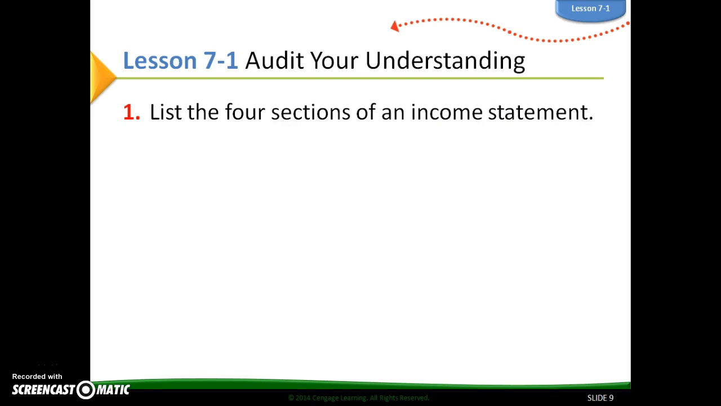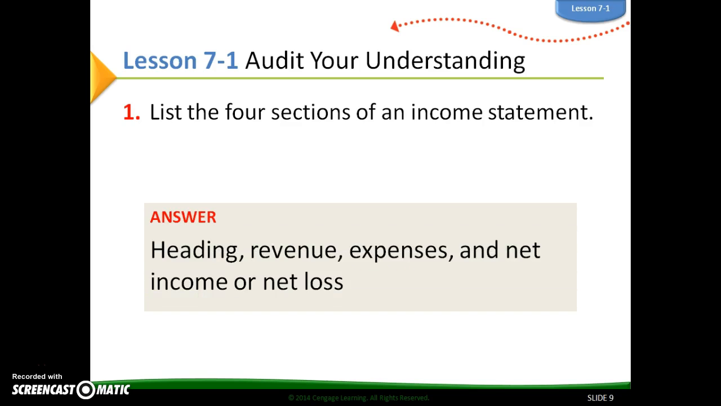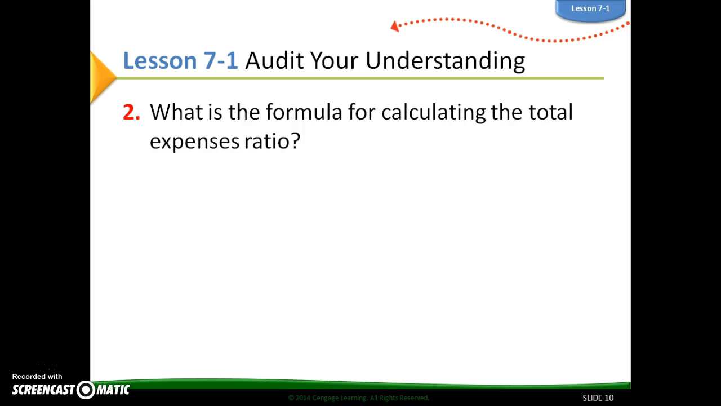Okay, so as we're thinking through some questions we might want to be considering here, 4 sections of the income statement, okay, the 4 sections of the income statement. And as you're thinking through the answer to this question, please remember to start at the very top, okay? So when we start at the very top to think about sections of the income statement, we would consider that we need to include the heading, revenue, expenses, and then net income or net loss.